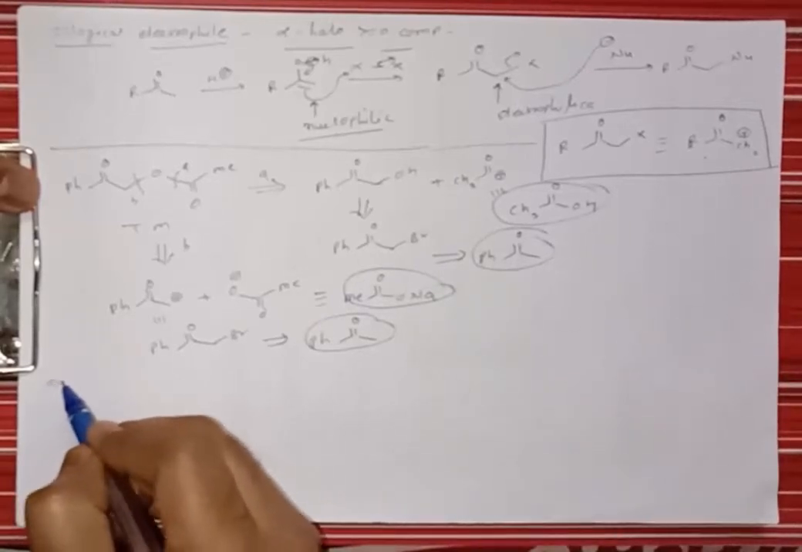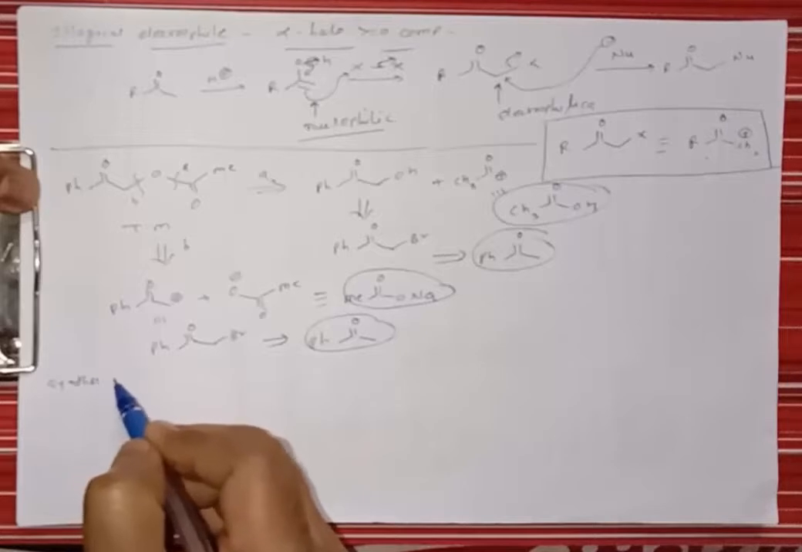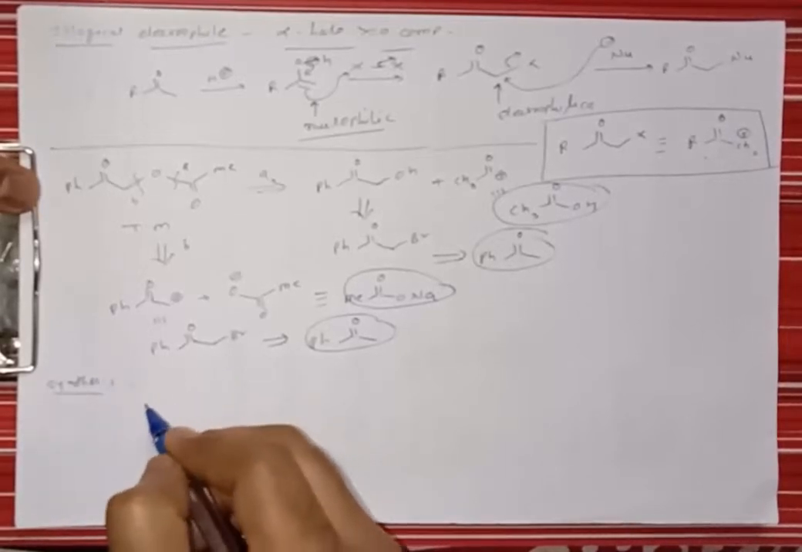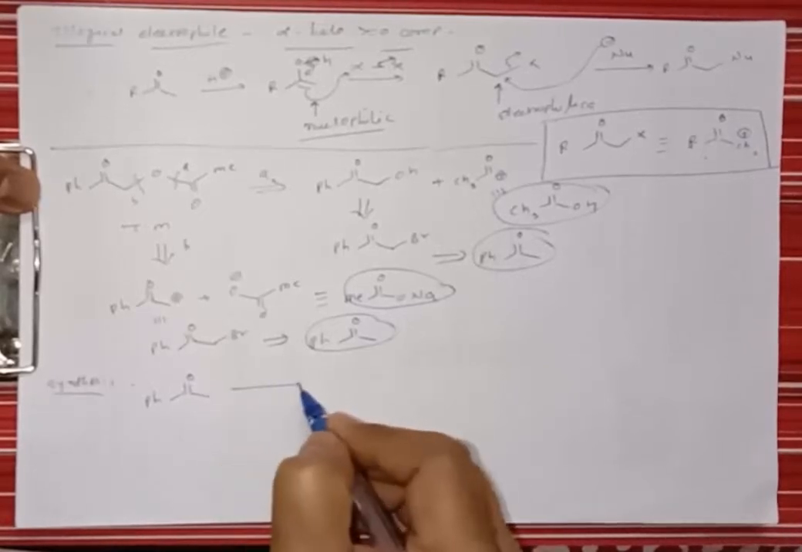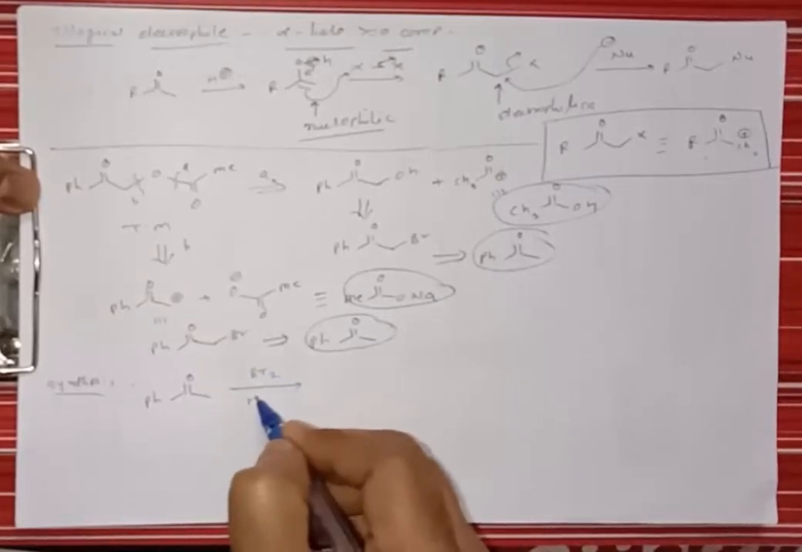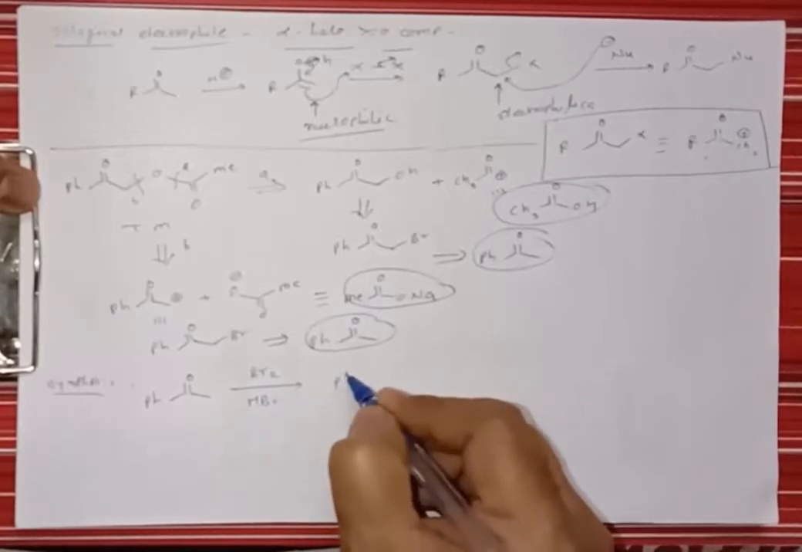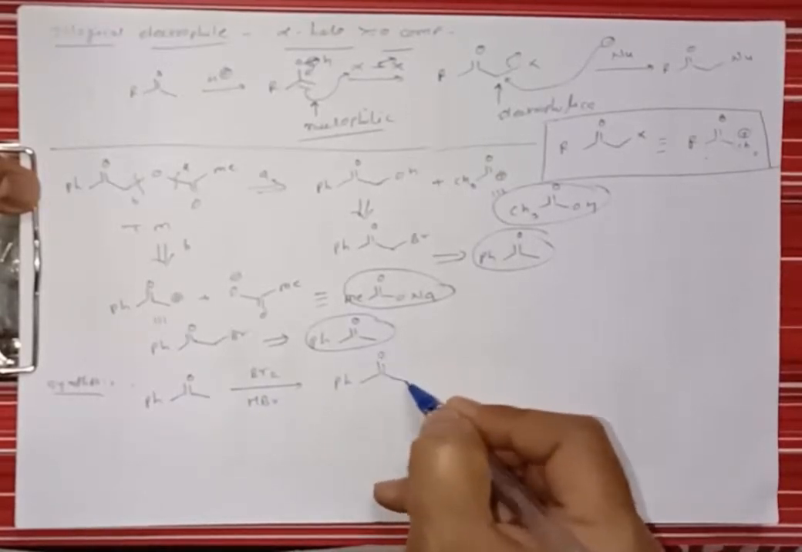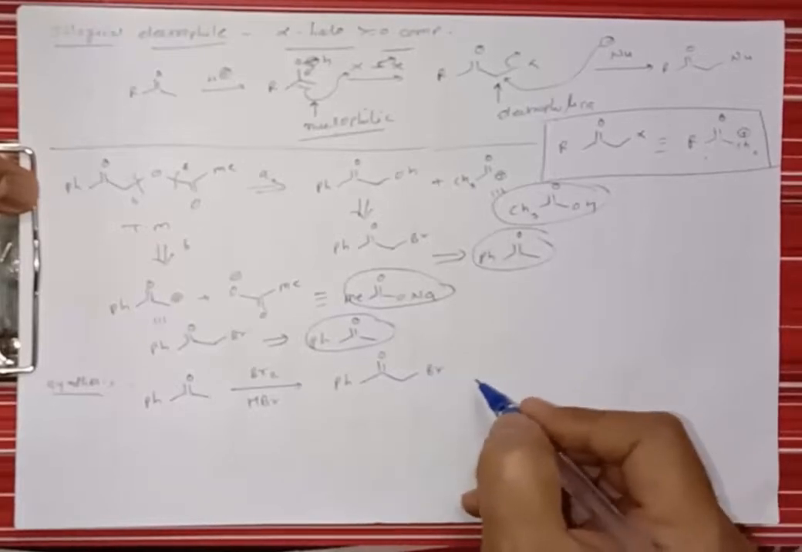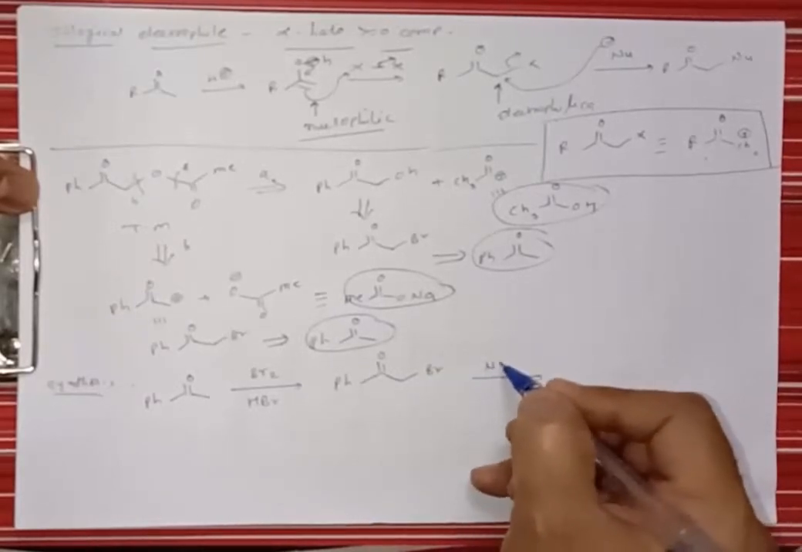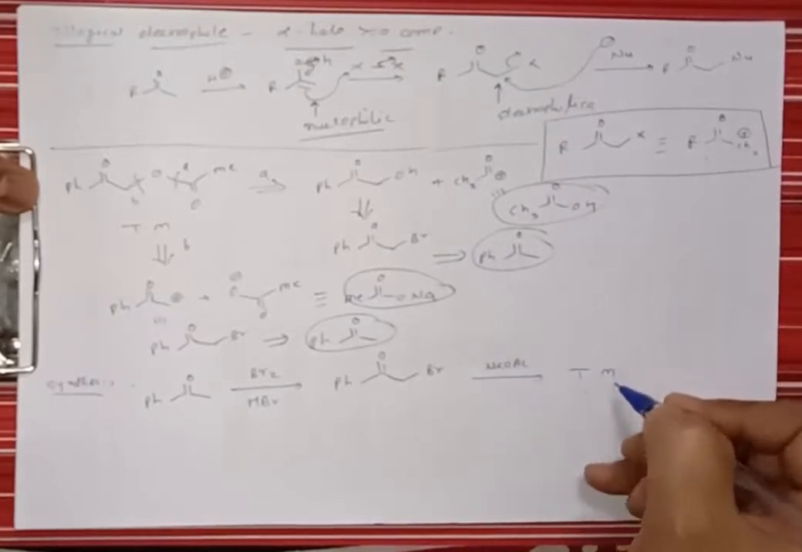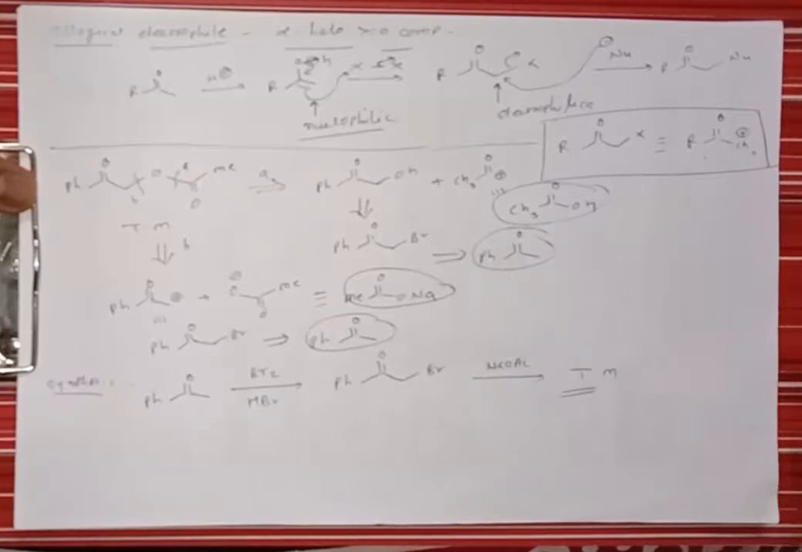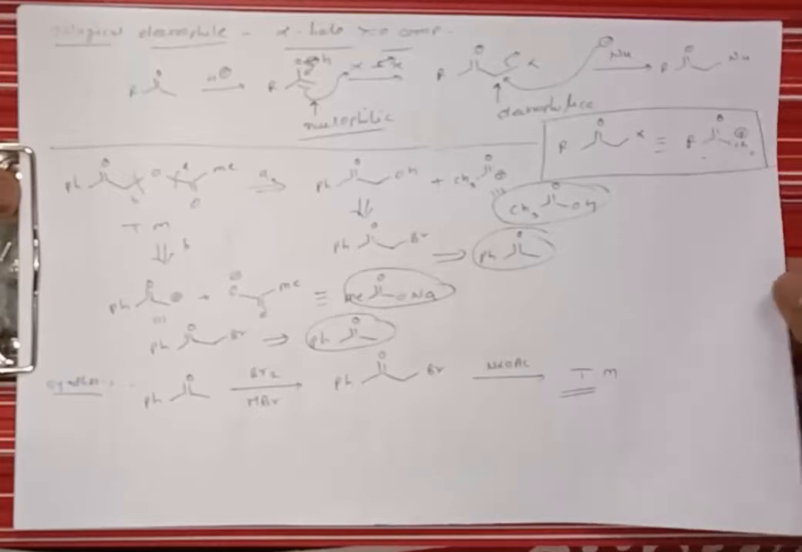If we go for the synthesis, we have to take this acetophenone and treat it with Br2 in the presence of HBr. It gives an alpha halo ketone, that is Br. Then we treat this molecule with sodium acetate. It gives the target molecule, right? So this is the simple method to prepare the target molecule with illogical electrophiles.